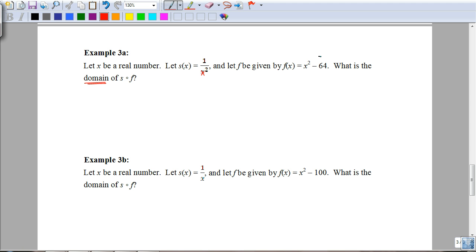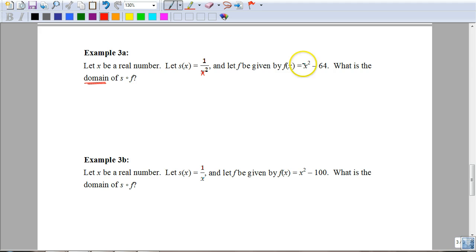Function s, however, is a little bit unique. I have 1 over x squared. Think for a second. What is the one number we can't divide by? Well, you should have thought of 0. We can't divide by 0. I can never divide by 0. So what that means is that x can't be 0. I can't input it into x.